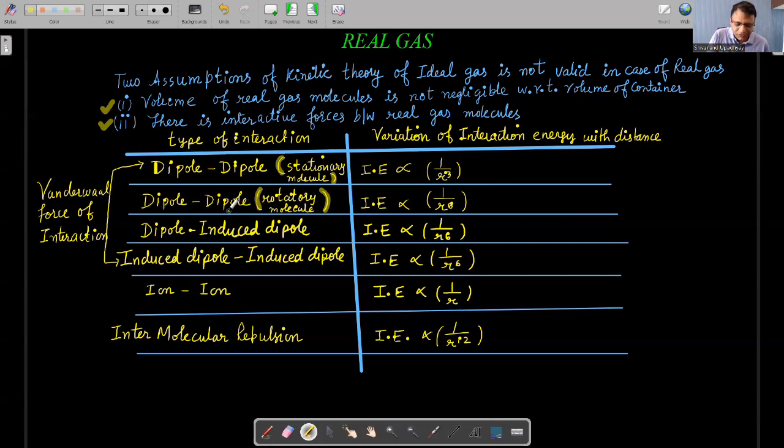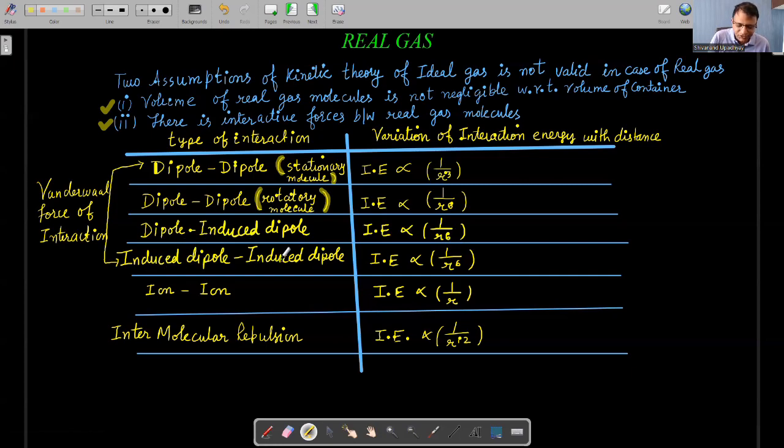Then in dipole-dipole interactions, when the molecules are rotatory, like sulfur dioxide is a polar molecule, or H2S is a polar molecule, there is dipole-dipole interaction and the molecules can rotate. Their interaction energy is directly proportional to 1 upon r to the power 6. In dipole-induced dipole interactions, for example interaction between Cl2 gas and HCl gas, HCl is the dipole and Cl2 is the induced dipole. In this type of interaction, the interaction energy is directly proportional to 1 upon r to the power 6.